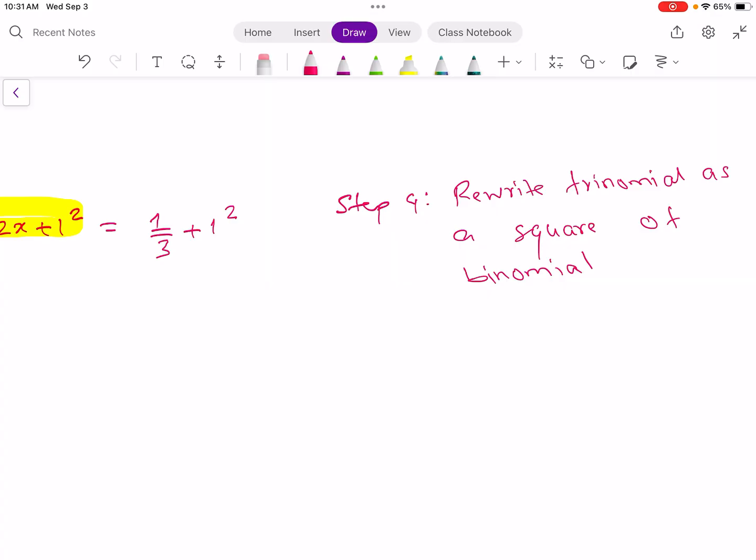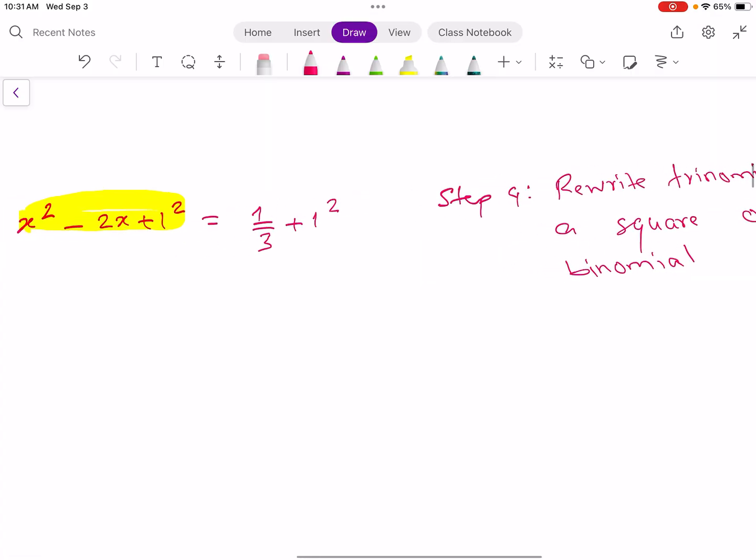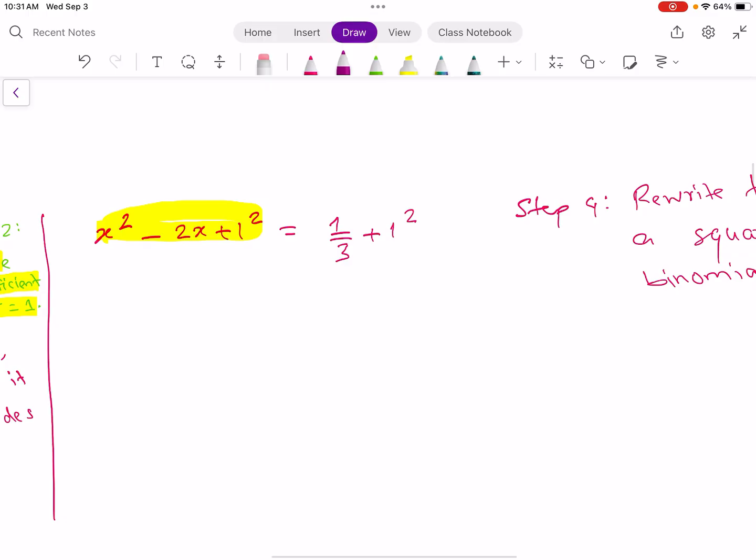So now let's rewrite our trinomial on the left side as a square of binomial. For that, you take x from this square term. Do not take square. You take 1 from this last square term. Do not take square. You take the sign of the middle term, so we have negative, then you square this binomial.